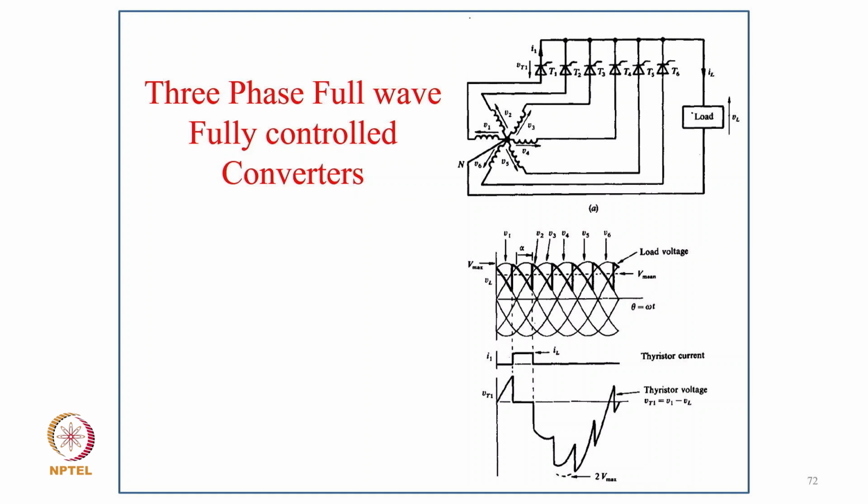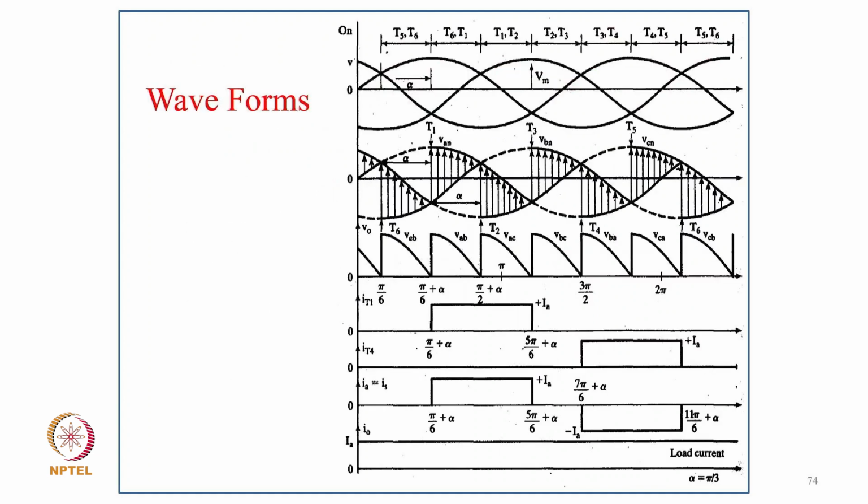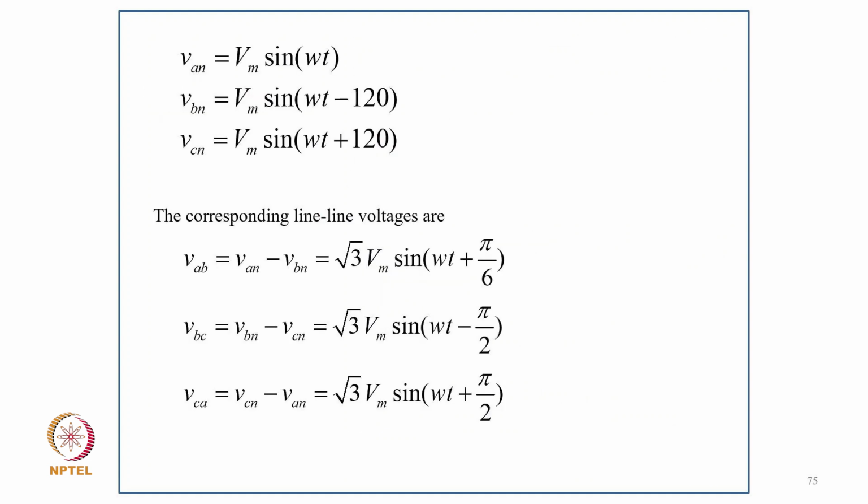Coming to the 3-phase full-wave fully controlled converter, you can clearly see the output voltage, the diode current or load current, the supply current, and the thyristor voltage drop. This is a 3-phase fully controlled bridge converter, and this is the typical waveform. You can clearly see the thyristor current for 120 degrees, the supply current, in terms of constant load current, and the output voltage.